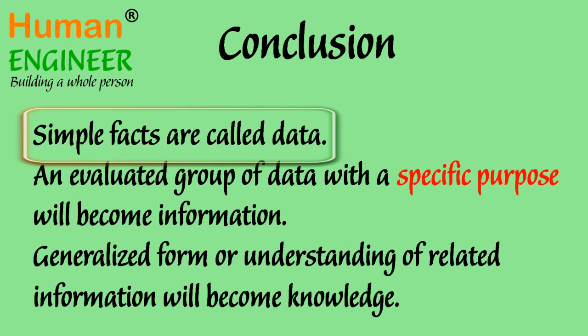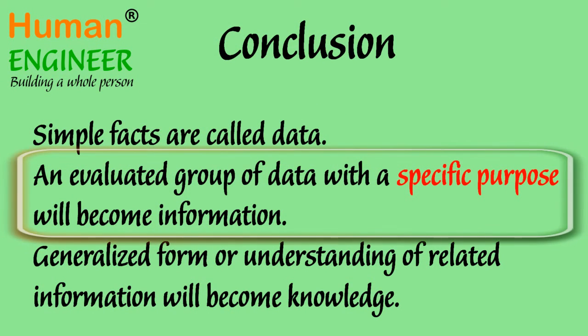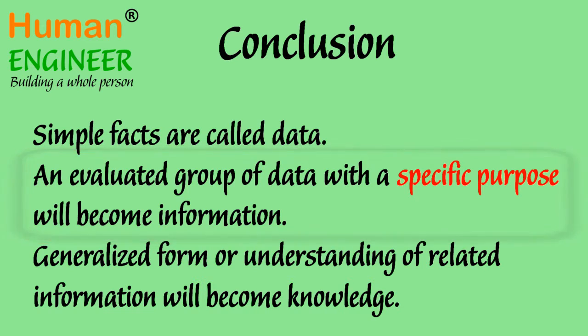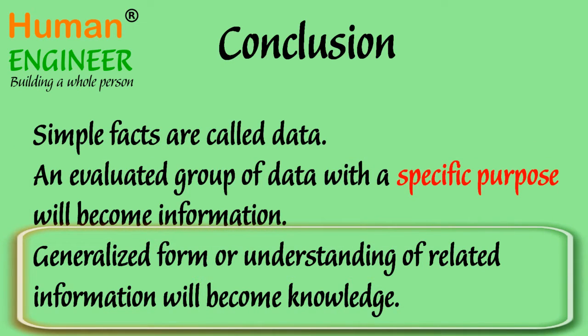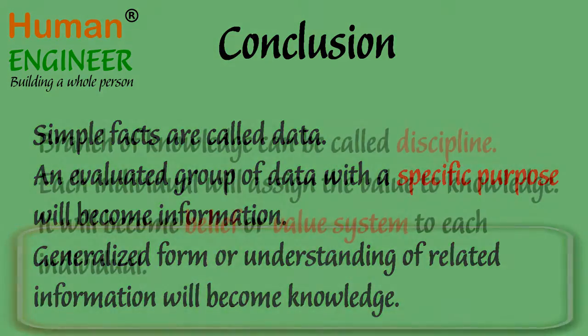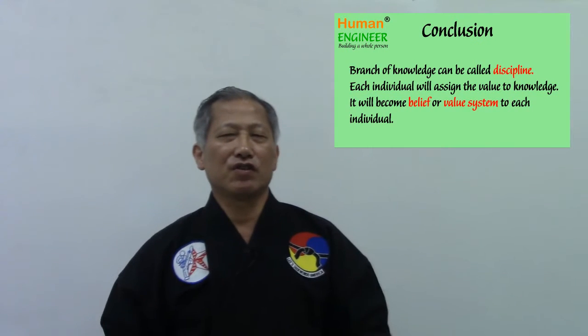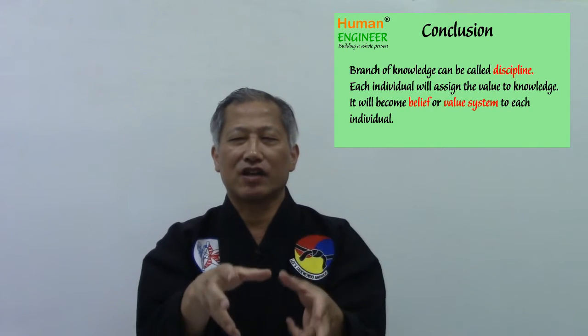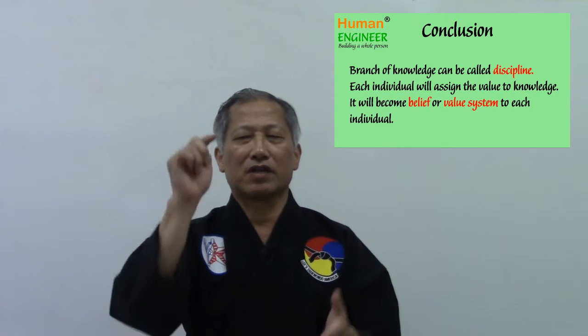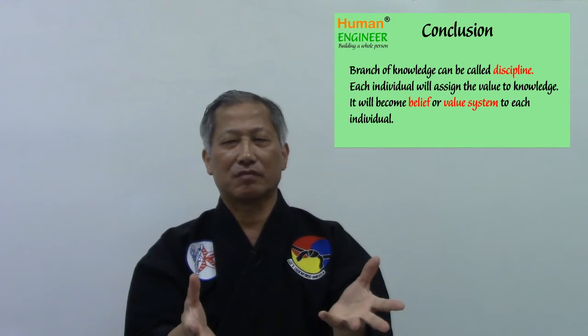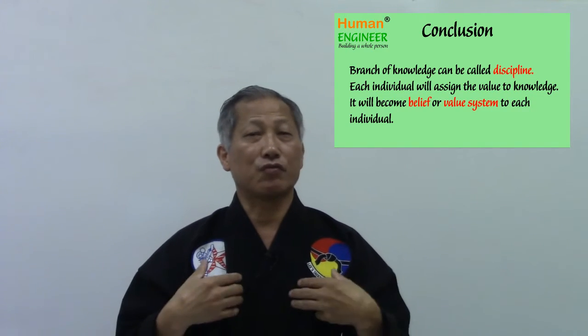Now, third layer, conclusion. A simple fact we call data. However, evaluating a group of data with a specific purpose becomes information. Then generalizing the form and understanding of related information together becomes knowledge. A branch of knowledge we can call a discipline. Each individual then assigns a value to the knowledge. It becomes belief and the value system of each individual. That's how we live life.